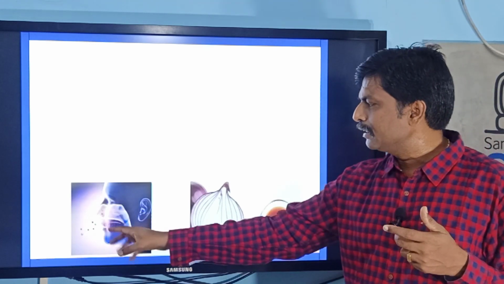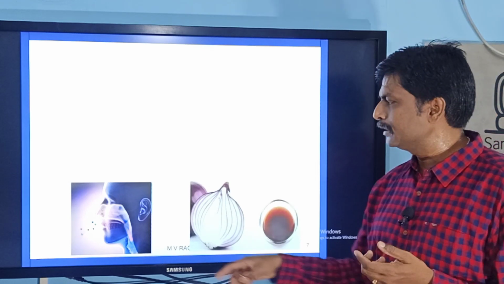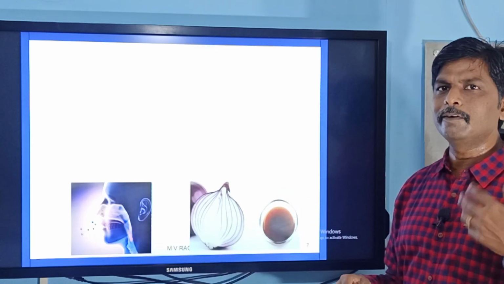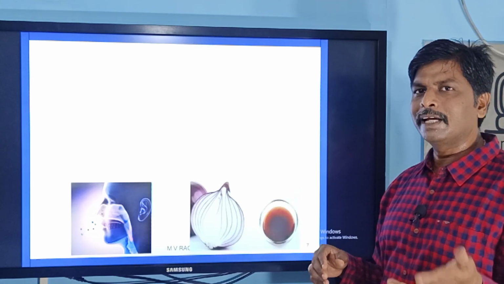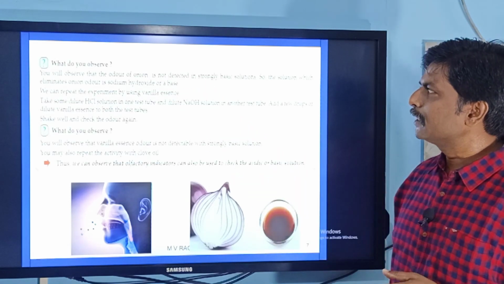So these three types, vanilla essence, clove oil and onions, act as olfactory indicators. They will give one smell in acid, and the smell will change in base. So these observations you will get.